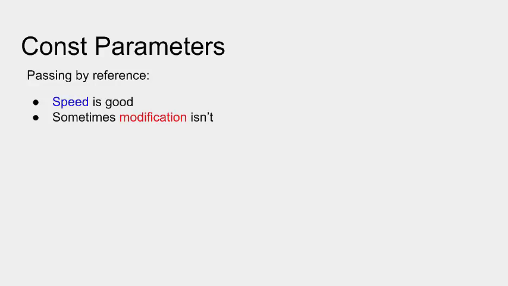To finish off our two-part series on const, we will be talking about how const relates to parameters and returns. Const parameters are pretty straightforward. We like passing by reference because speed is good. We save a lot of time copying by simply creating another variable name. The problem is, sometimes the ability to modify the parameter is not.